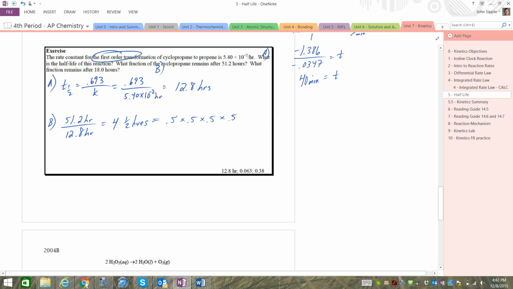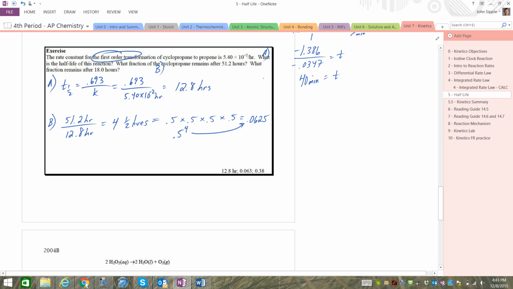So 0.5 times 0.5 times 0.5 times 0.5 equals 0.0625, right? Okay, so if you wanted to, you could just take 0.5 and raise it to the 4th power. You get the same thing, right?